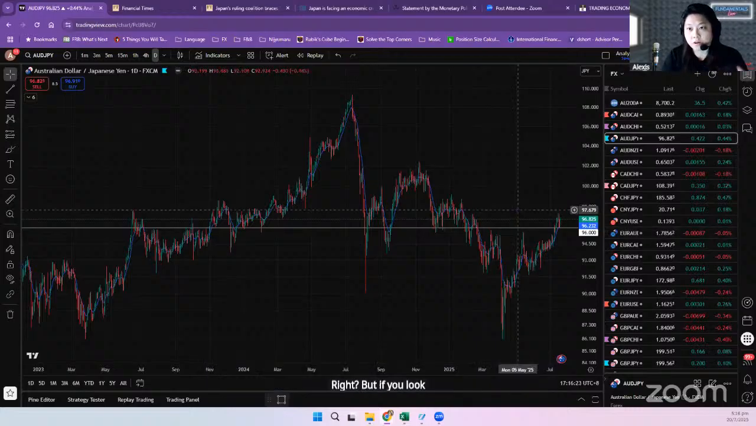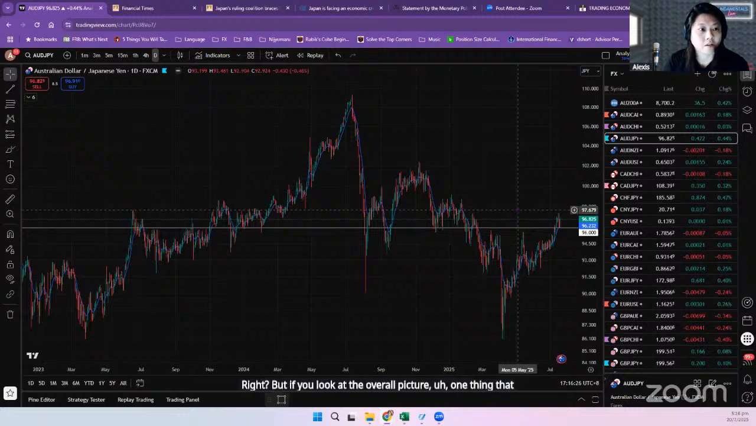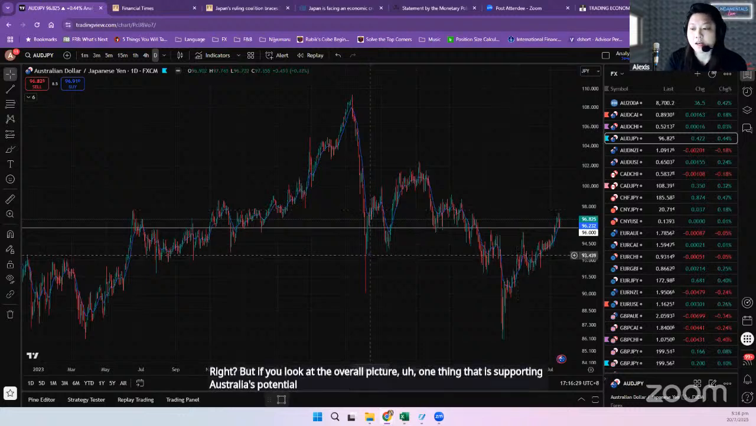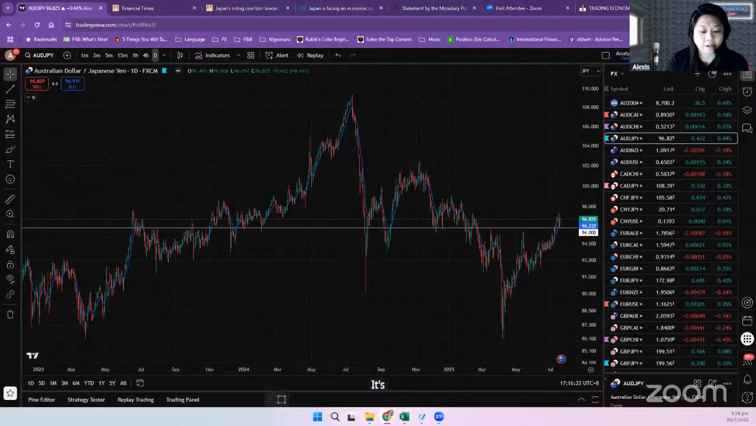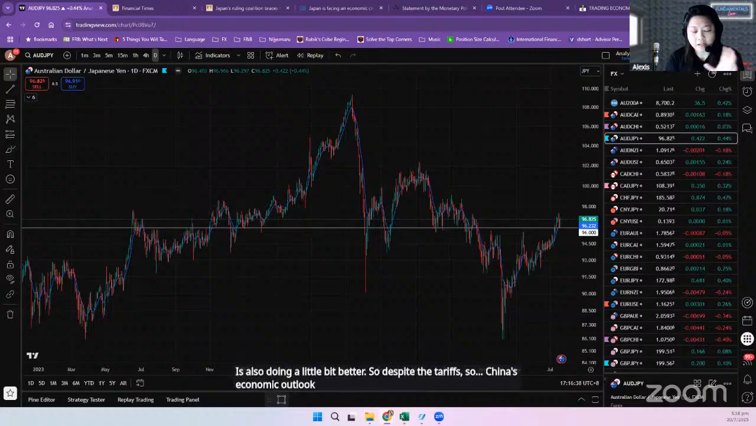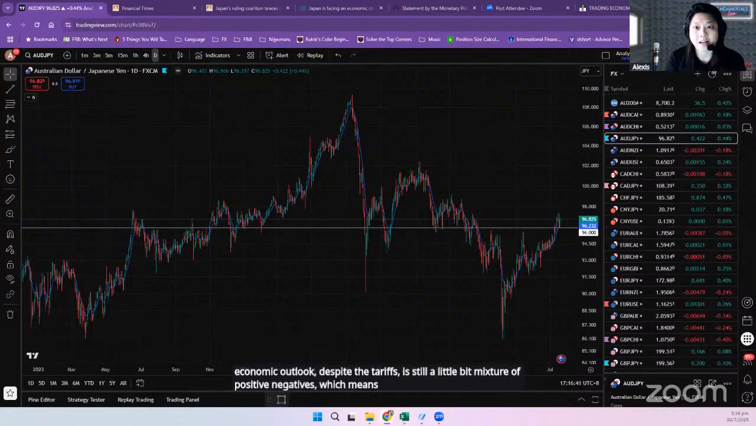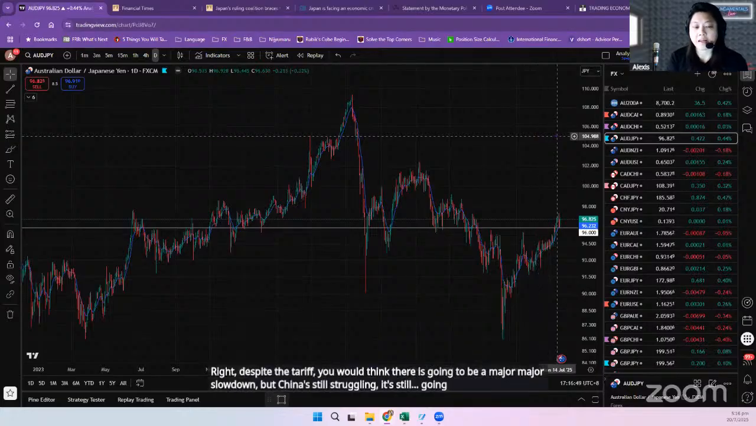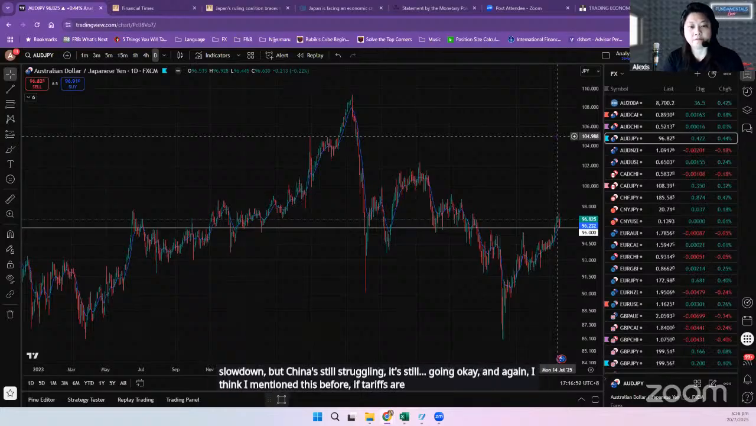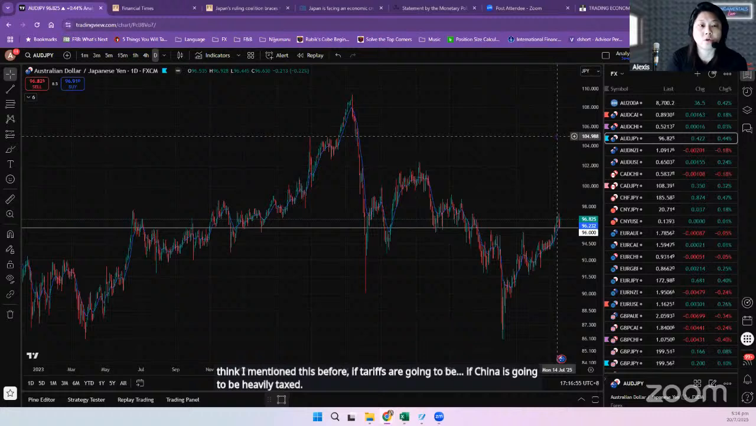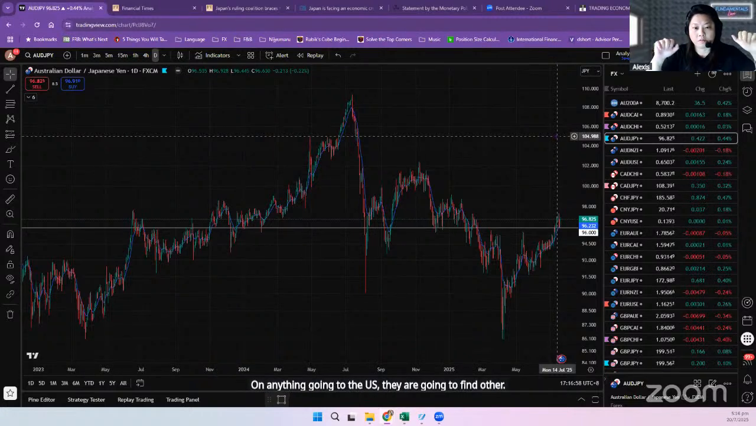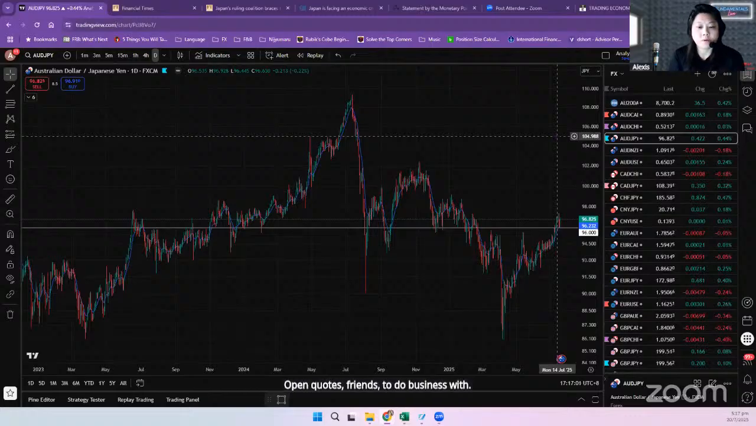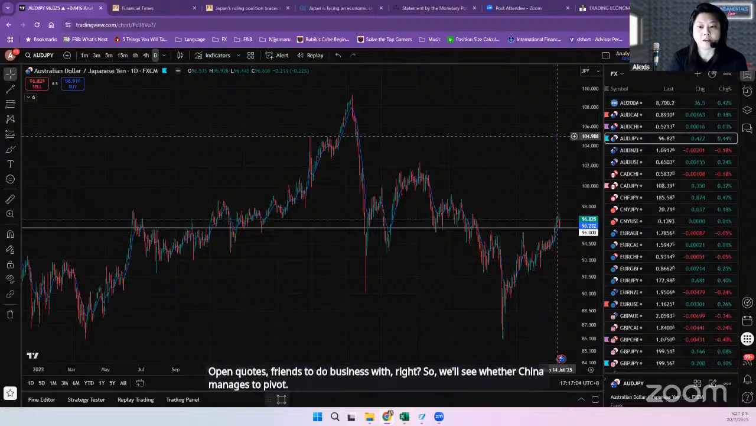But if you look at the overall picture, one thing that is supporting Australia's potential strength is that the Chinese economy is also doing a little bit better. So despite the tariffs, China's economic outlook is still a mixture of positive and negative, which means China's data is still quite okay, right? Despite the tariffs, you would think that it's going to be a major slowdown, but China's still going okay. And again, I think I mentioned this before, if China is going to be heavily taxed on anything going to the US, they are going to find other open friends to do business with. So we'll see whether China manages to pivot in a positive way.